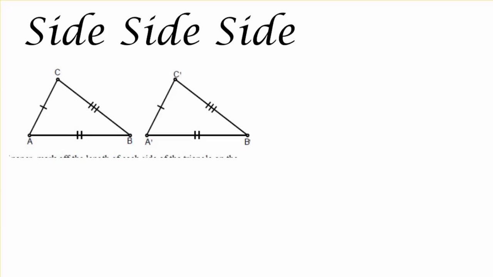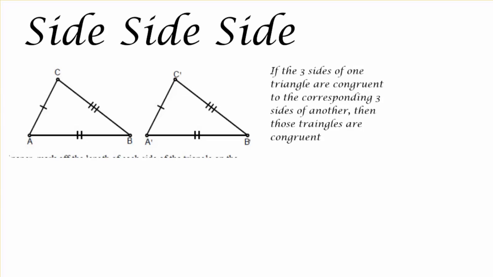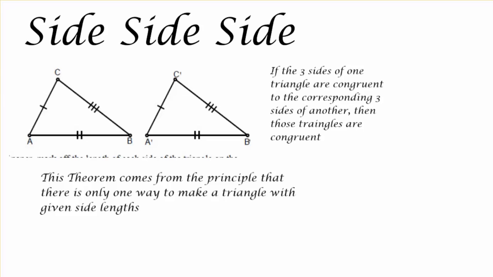The first theorem we can discuss is called the side-side-side triangle congruence theorem. That would state that if the three sides of one triangle are congruent to the corresponding three sides of another, then the triangles are congruent. So all I would have to know is to have matching side lengths. As we can see, AC is congruent to AC prime, BC to BC prime, and in this case, those triangles end up being congruent. This theorem comes from the principle that there's only one way to make a triangle with three given side lengths. You can try this out on your own time.